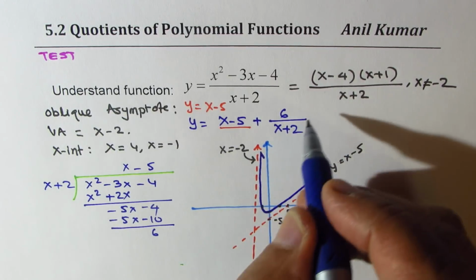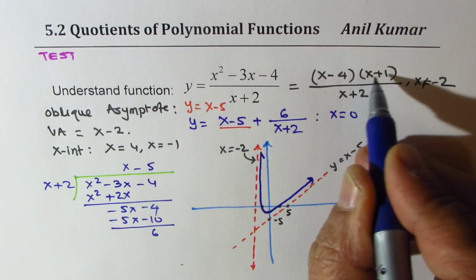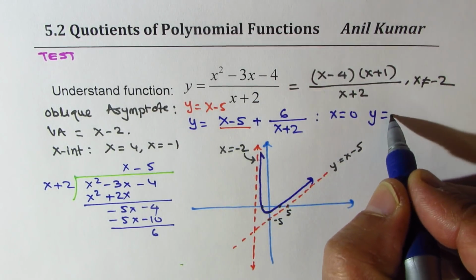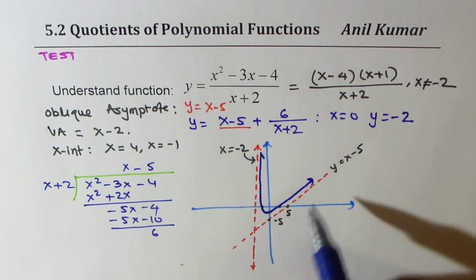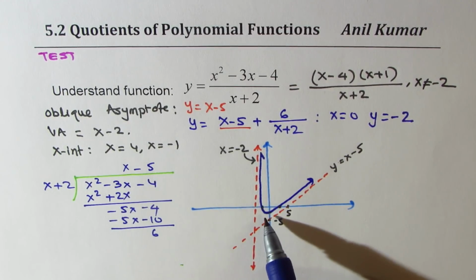Correct? Because we know at x equals 0, if you plug in 0 here, we get minus 4 over 2, which is minus 2. Is it okay? So that is how the graph is going to look. Now we'll learn later how to find these maximum and minimum points.